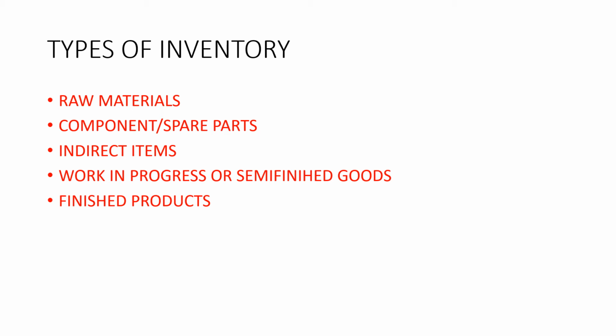Work in progress or semi-finished goods. What is work in progress? Work in progress are the products that are still in production, whose production is still going on, that is, in the mid part. And after work in progress, next come the finished products, that is, the finished goods that are ready to sell. Finished products are completed products that are packaged and ready to be sold.